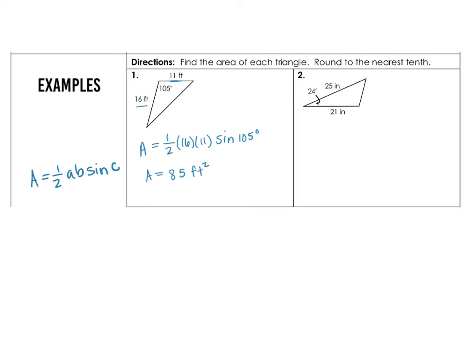All right, so over on number 2, again, same thing. So our area formula is going to be 1/2 AB times sine of that given angle. And put all of that in your calculators, and you should get 106.8 inches squared.